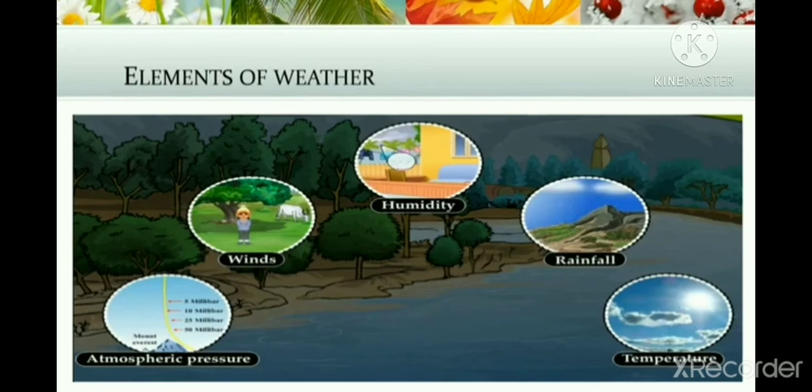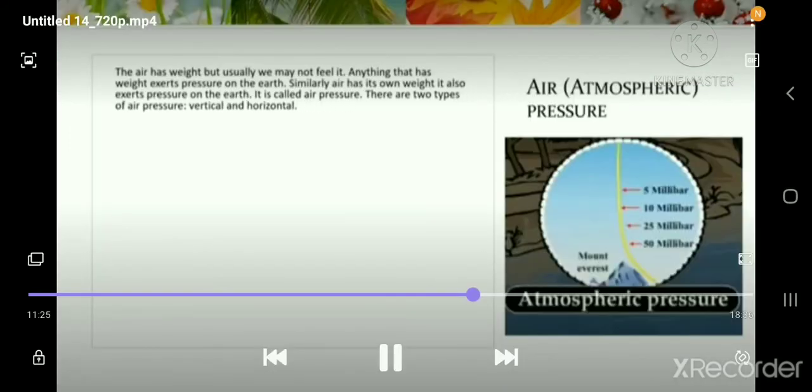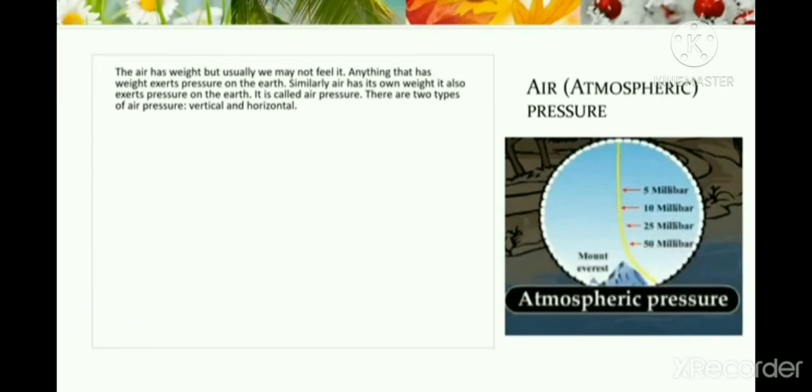We have all seen that the weather is temporary and it keeps on changing frequently. These frequent changes in the weather condition occur due to the changes in pressure, wind, humidity, rainfall and temperature. The first element of weather is air pressure. That is nothing but the atmospheric pressure.